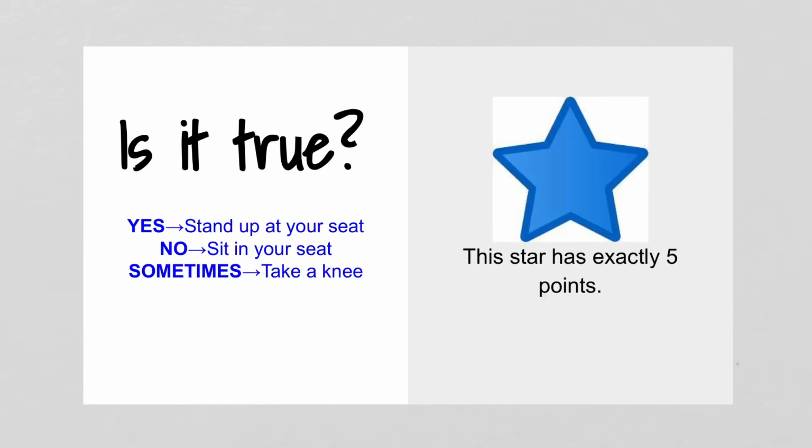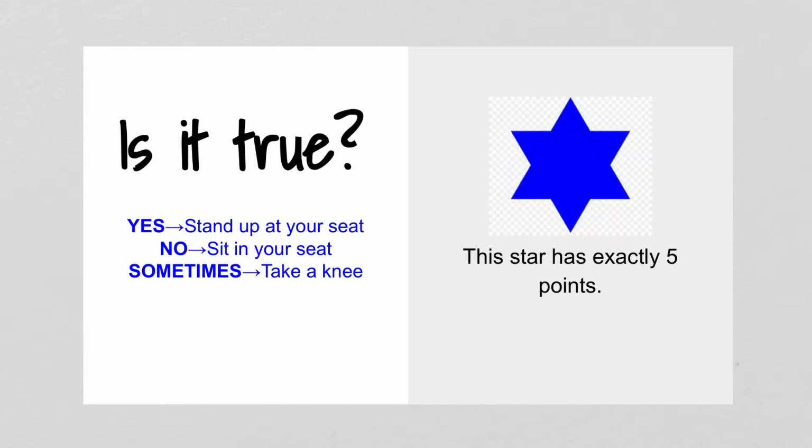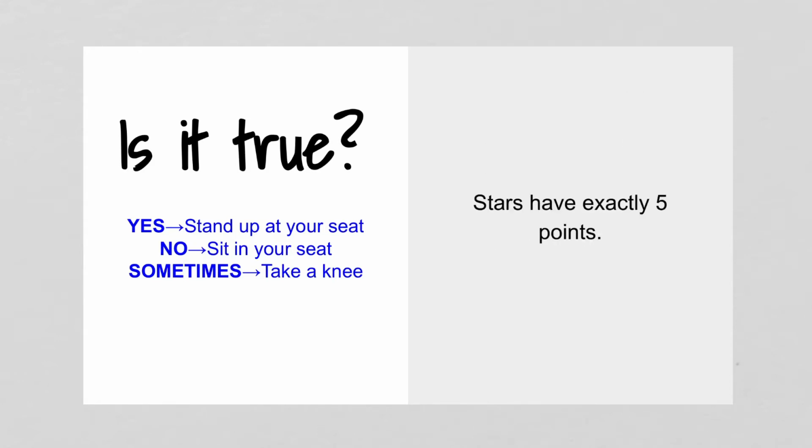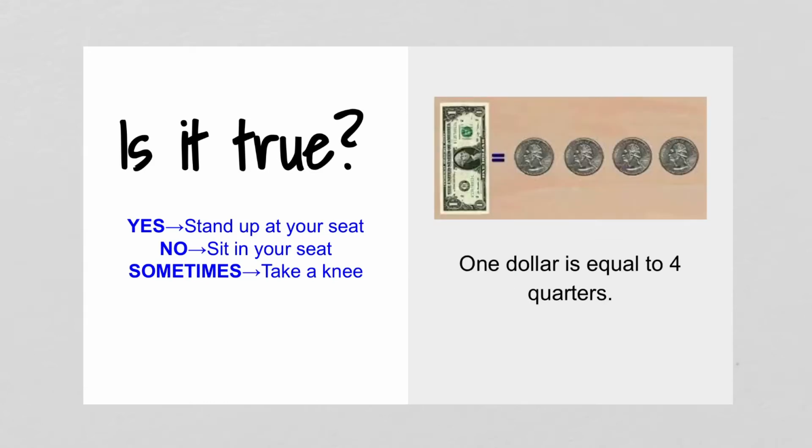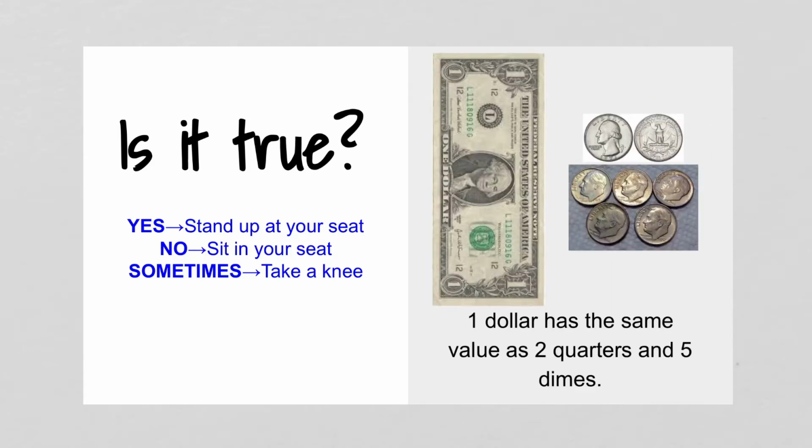This star has exactly 5 points. Stars have exactly 5 points. 5 pennies is equal to 2 quarters. $1 is equal to 4 quarters. $1 has the same value as 2 quarters and 5 dimes.